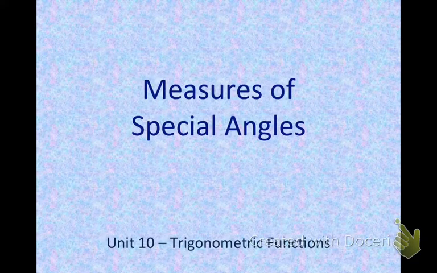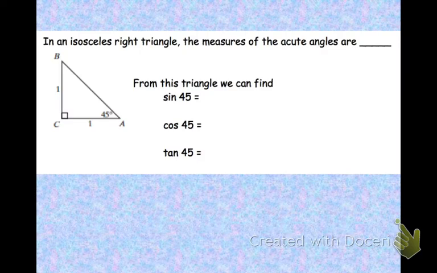We're going to be going through the trig values of special angles, or the measures of special angles section of the Unit 10 trigonometric functions packet. This has a lot to do with the Pythagorean theorem and how trig fits in with that. So we're going to talk about some special right triangles. There's two specific right triangles you need to know.